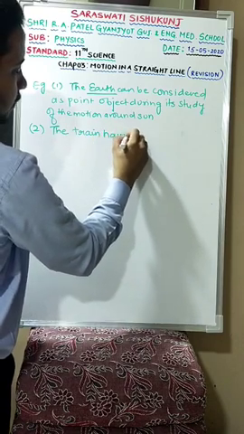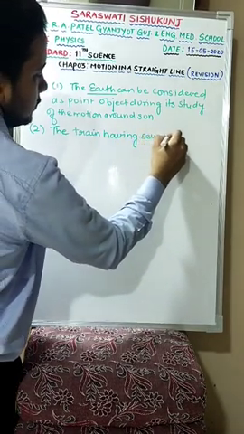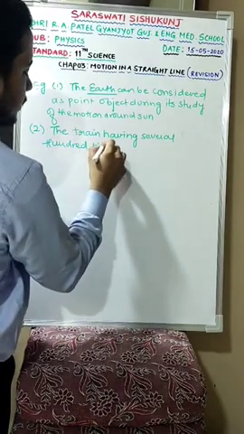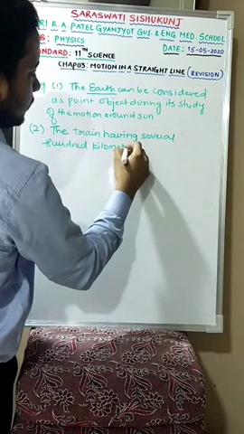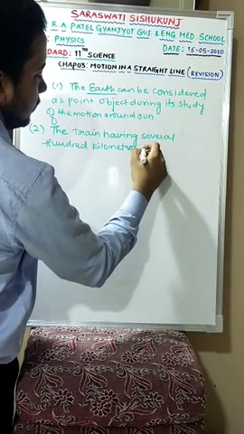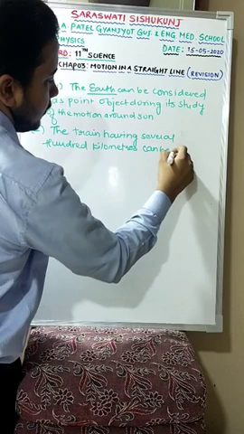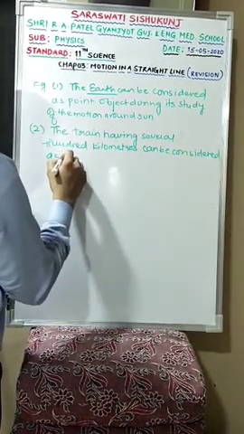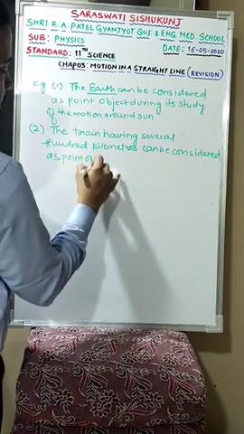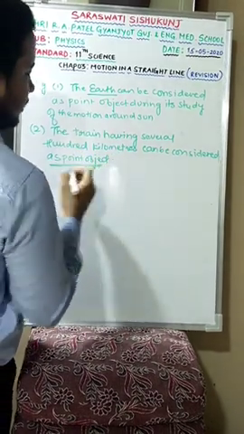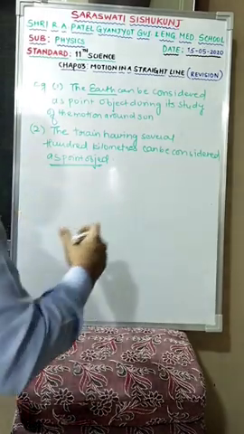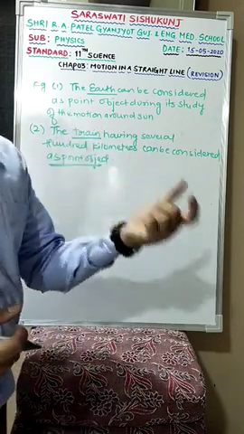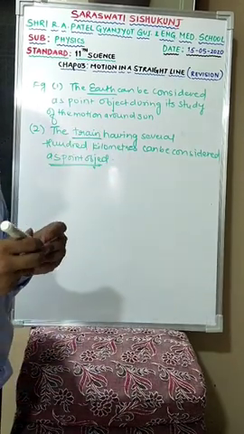Second, the train having a journey of several hundred kilometers can be considered as a point object. Clear? Here the size of the train is less compared to the distance between two stations. Hence this train is considered to be what? Point object. The distance traveled by the object is more as compared to the size. Then you can consider that object to be what? Point object.